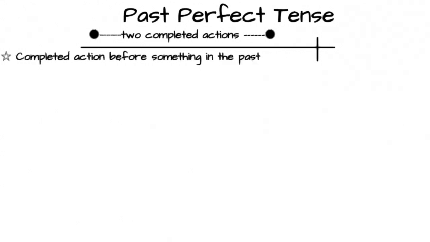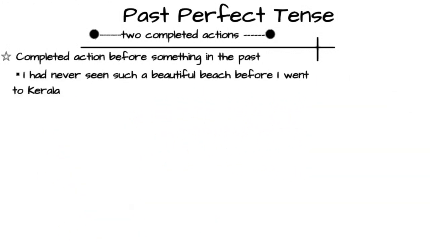Let's look at one example. I had never seen such a beautiful beach before I went to Kerala. In this example, there are 2 actions in the past. Number 1, I had never seen. Number 2, I went to Kerala. Both the actions are completed in the past.